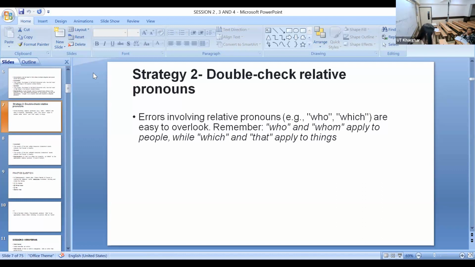Double check relative pronouns. So you can just write down in your notebook that who and whom apply to people, and which and that apply to things. Which and that apply to things. Does it make sense to you guys? Yeah.